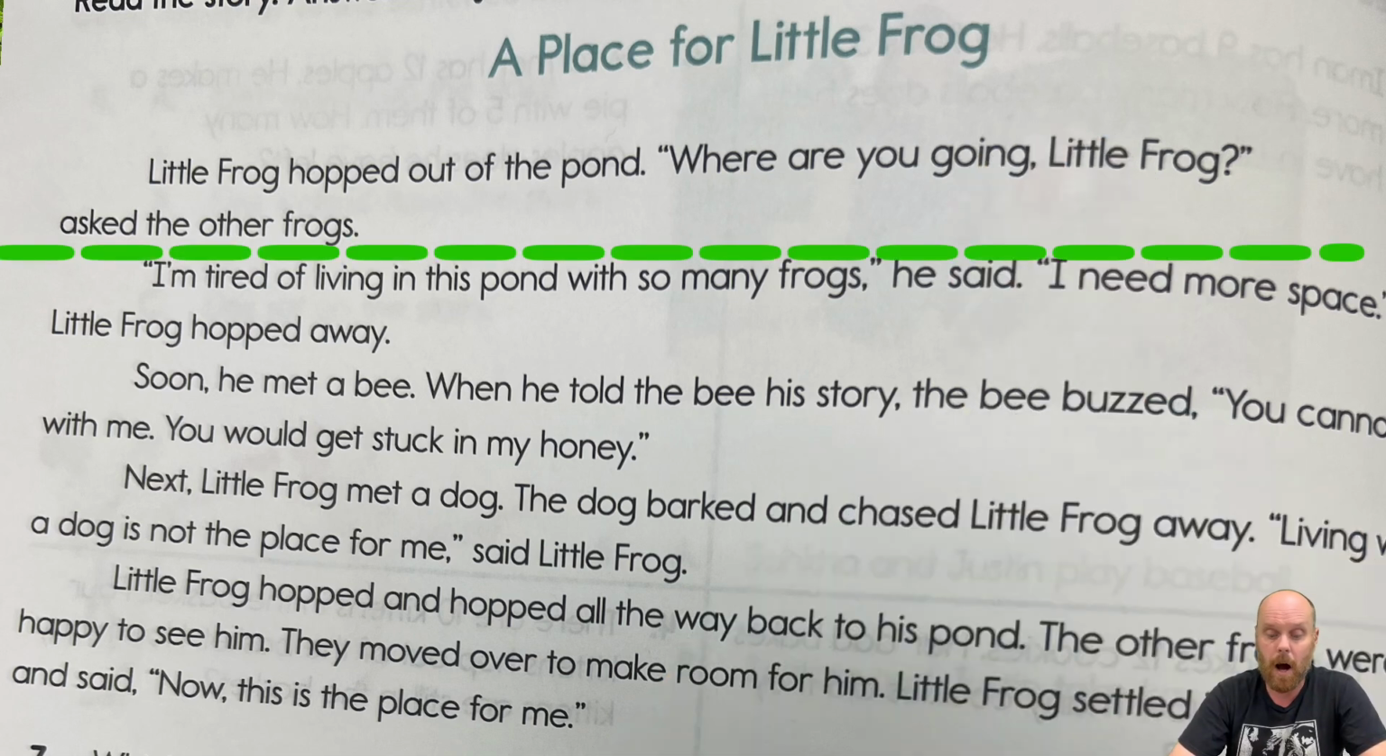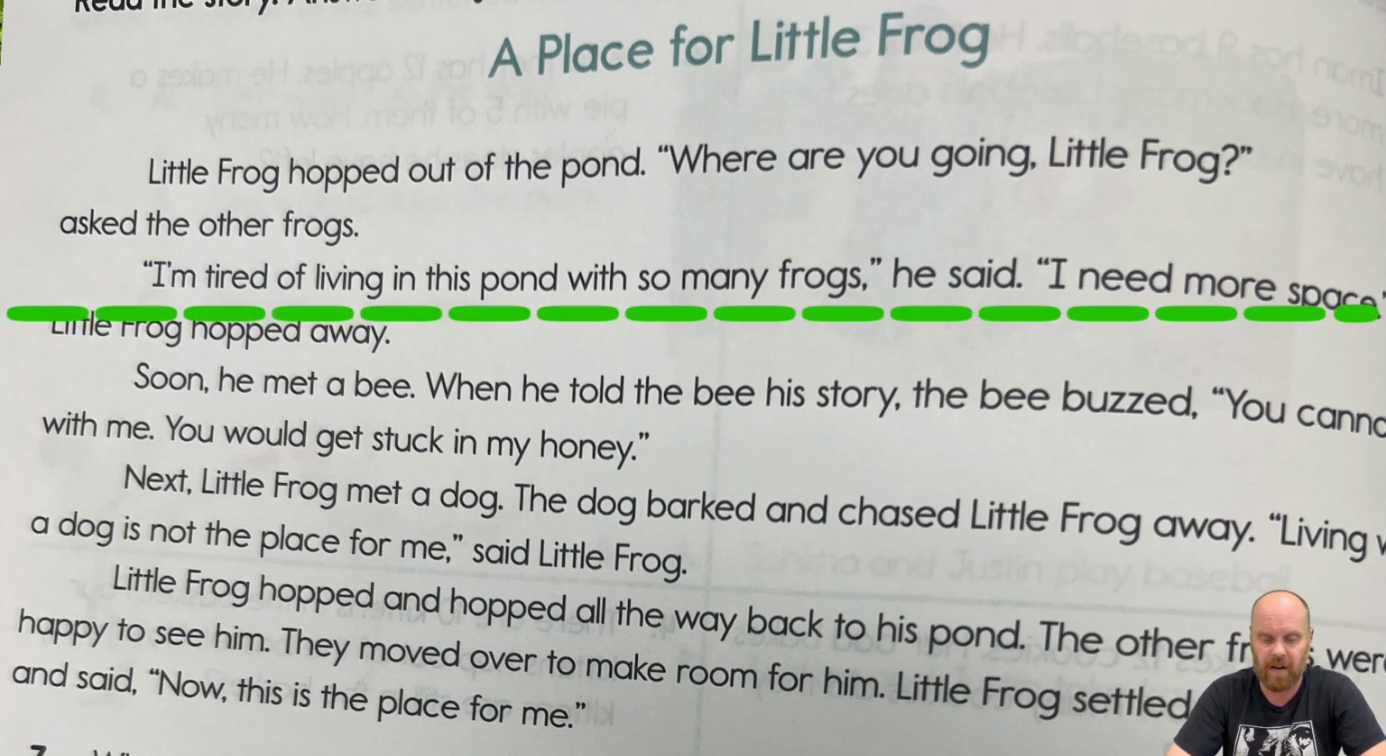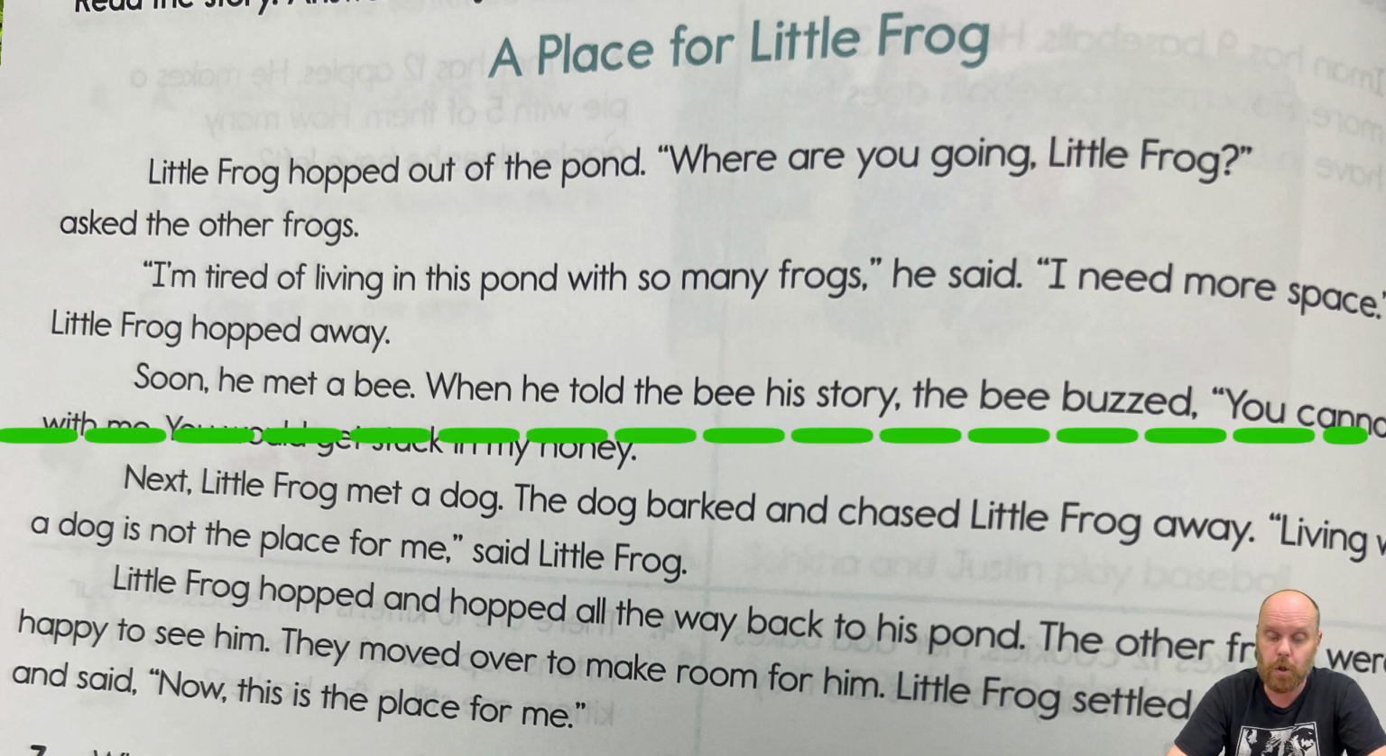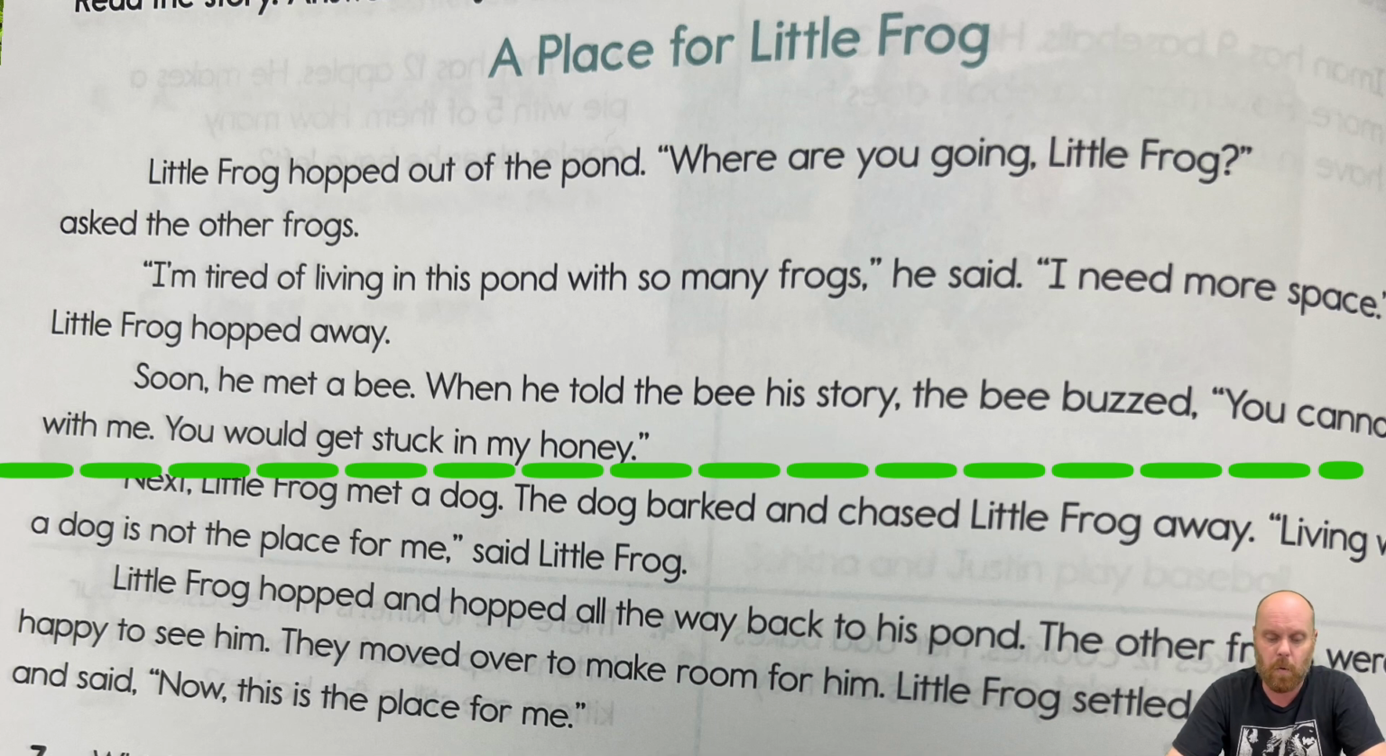Little Frog hopped out of the pond. "Where are you going, little frog?" asked the other frogs. "I'm tired of living in this pond with so many frogs," he said. "I need more space." So Little Frog hopped away. Soon he met a bee. He told the bee his story. The bee buzzed. "Zzz, you cannot live with me. You would get stuck in my honey."